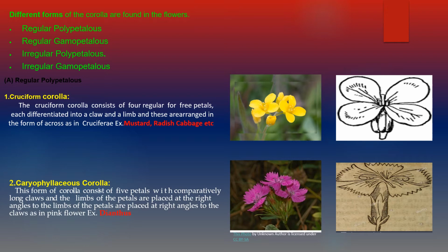Second one, a caryophyllaceous corolla. In case of caryophyllaceous corolla, this form of corolla consists of 5 petals with comparatively long claws, and the limbs of the petals are placed at right angles to the claws, as in case of pink flower. Example, dianthus.